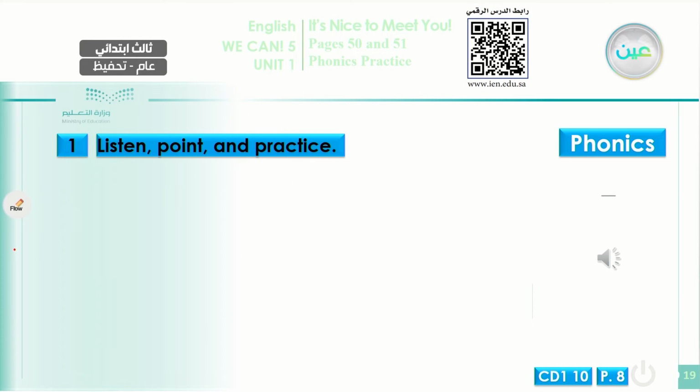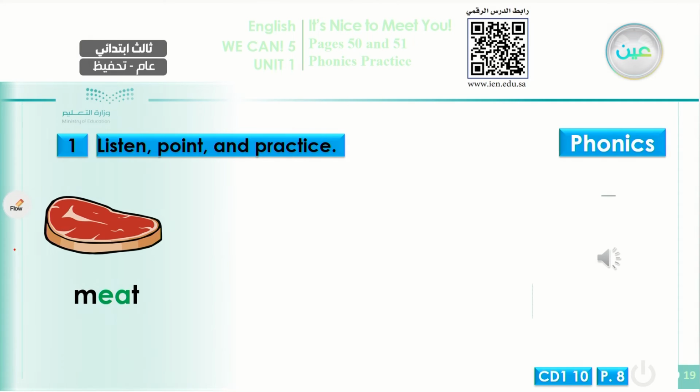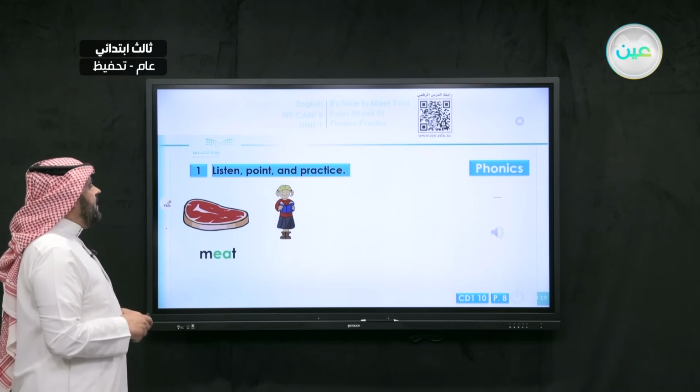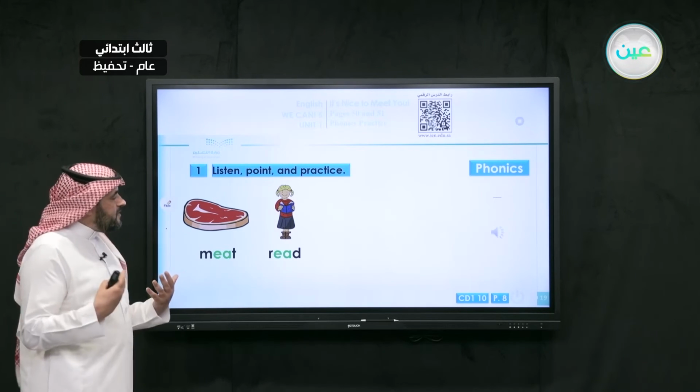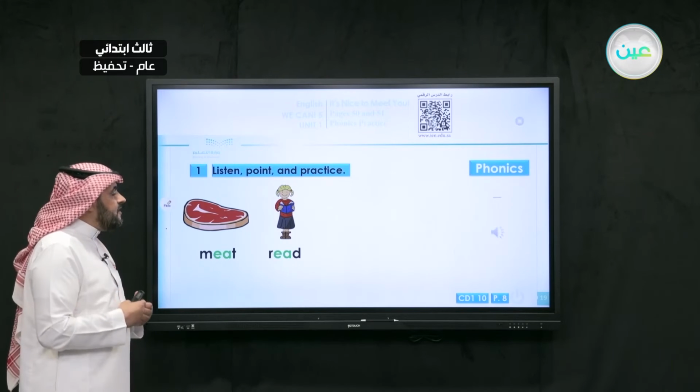Okay, now we move to page number 8. You need to listen, point, and practice. Practice what? You can see here the pictures. What this picture is, you can tell it is meat. How do you spell meat? M-E-A-T. And here also, what does this picture tell you? What does it indicate? It indicates that this girl is reading.